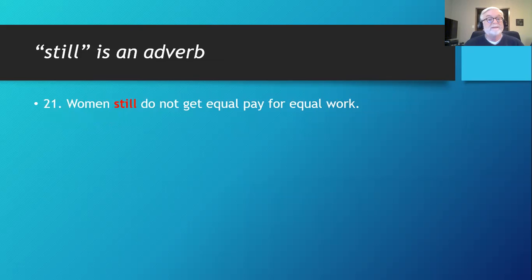21, women still do not get equal pay for equal work. Still is an adverb, something that has been before, that existed previously, and continues through this moment. It shows sort of a duration, how long something has been going on and is still going on continuously. That is an adverb.